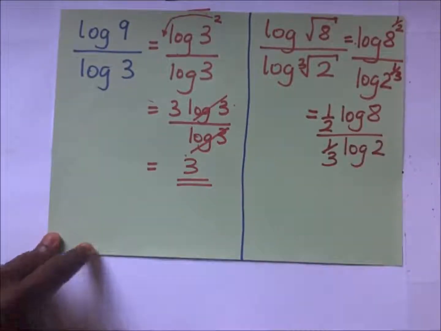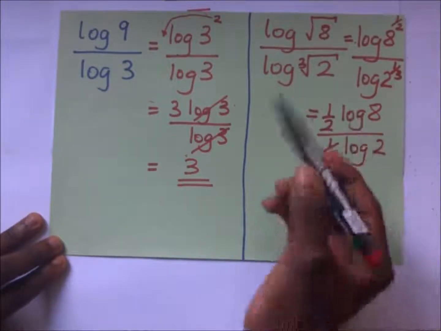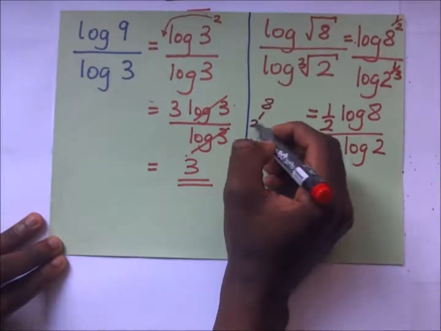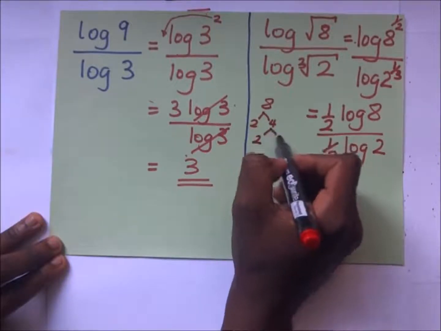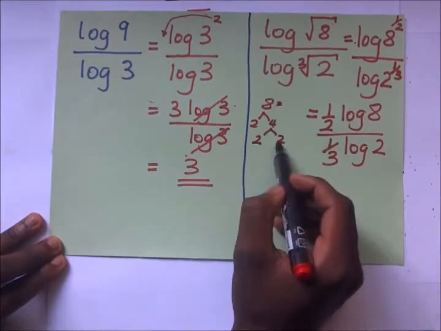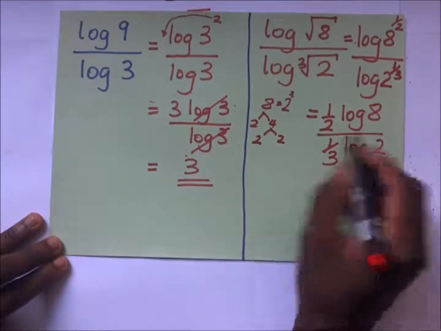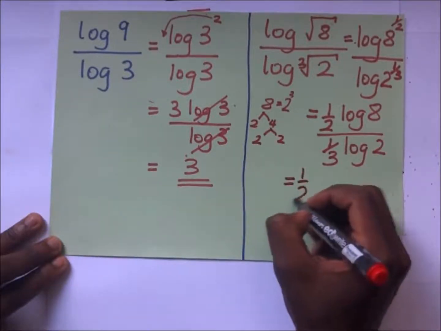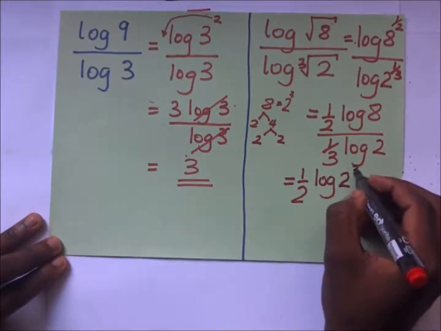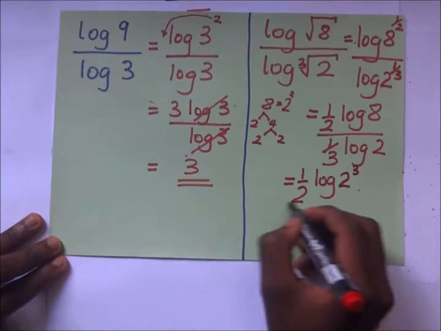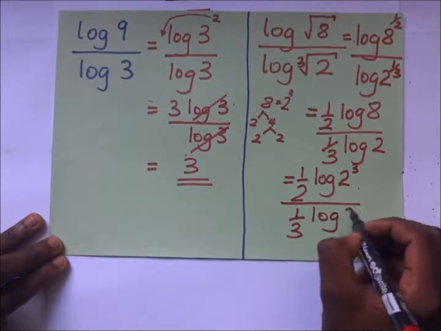Now when you look at 8, if you were to factorize 8 so that it looks like the logarithm down here, 8 divided by 2 you get 4. When you divide 4 by 2 you get 2. So it means 8 is the same as 2 to the power 3. So you can replace this with 2 to the power 3. So this is the same as a half times the logarithm of 2 to the power 3, divided by a third times the logarithm of 2.